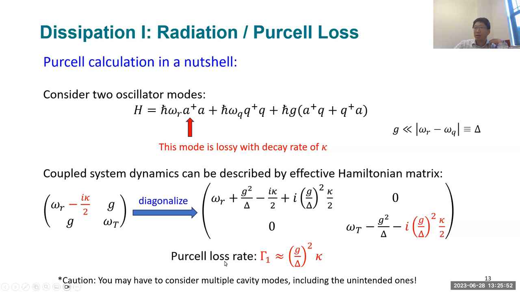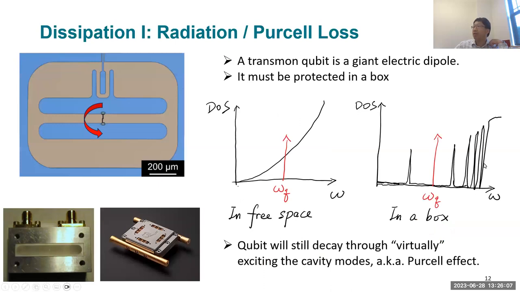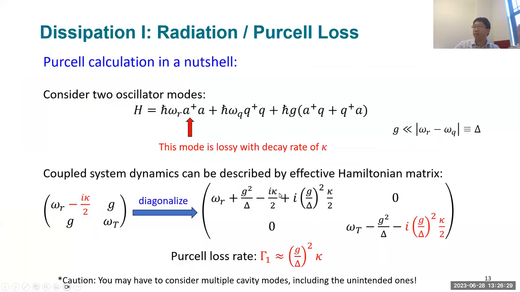So in practice, there are various complications you have to think about. One is that there might be multiple cavity modes, and even your package may contain many other modes that you may or may not have a clear grasp of. So the idea in making these packages is really to make sure these dense packed modes or the continuum must be way, way above your qubit frequency so that the Purcell effect from your qubit to these modes should be kept minimum.